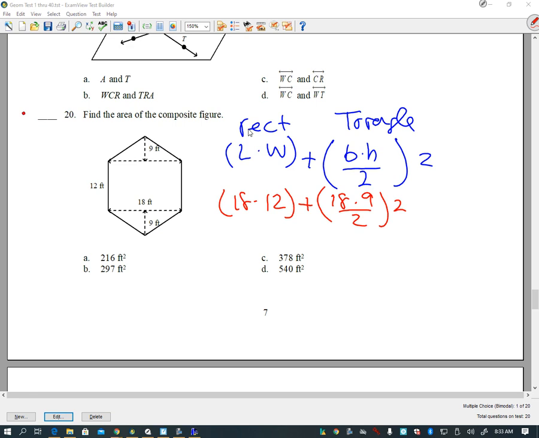So I've got a formula that I can work with. 18 times 12 plus 18 times 9 divided by 2 times 2. Does anybody know what would happen with those two 2's? They can actually cancel each other out. And so actually all I really need is 18 times 12 plus 18 times 9. But if you want to divide by 2 and then multiply by 2, you can sure do that. What is the answer that you come up with? 378.